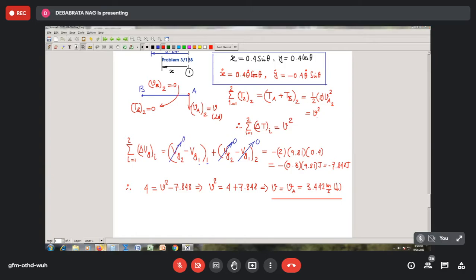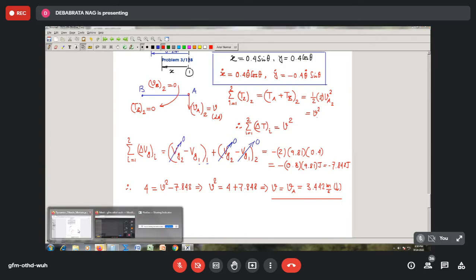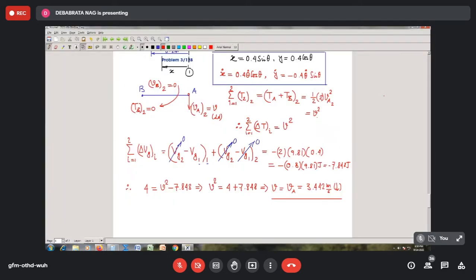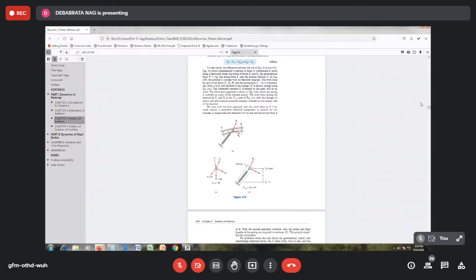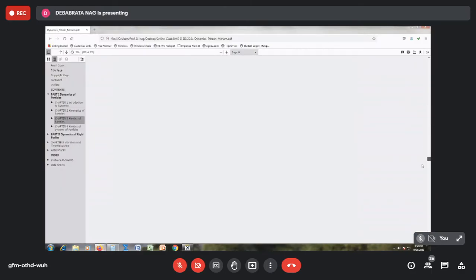I have, of course, the book with me. This is the problem number, which is 3 by 128. So just go to the answer block and cross check what the answer is.